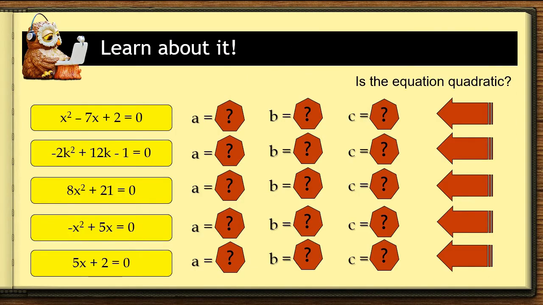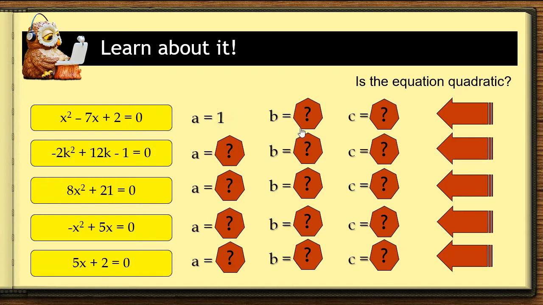I have here 5 examples of quadratic equations in standard form. So all you have to do is to find the values of a, b, and c of each of the following. So let's start with the first example: x squared minus 7x plus 2 is equal to 0. So take note that in this example, the quadratic term is x squared, the linear term is negative 7x, and the constant term is 2. So, to find the value of a, all we have to do is to look for the coefficient of x squared. In this case, the answer is 1.